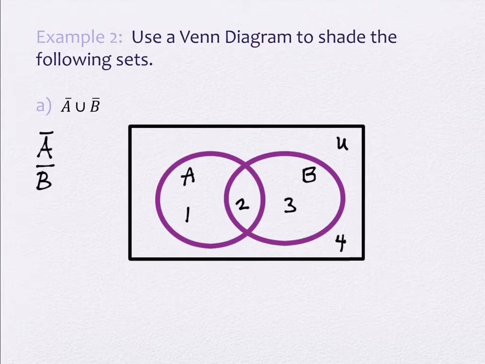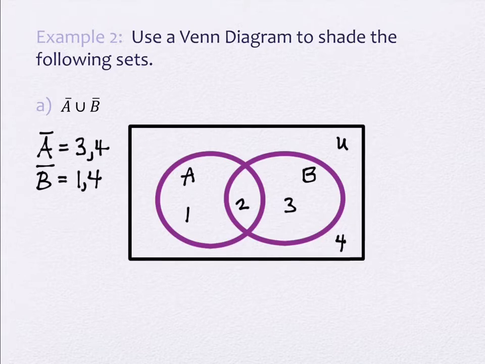3 and 4. A complement means the things that are not in A. That's 3 and 4. So, what numbers are in B complement? 1 and 4. Is everybody good so far?